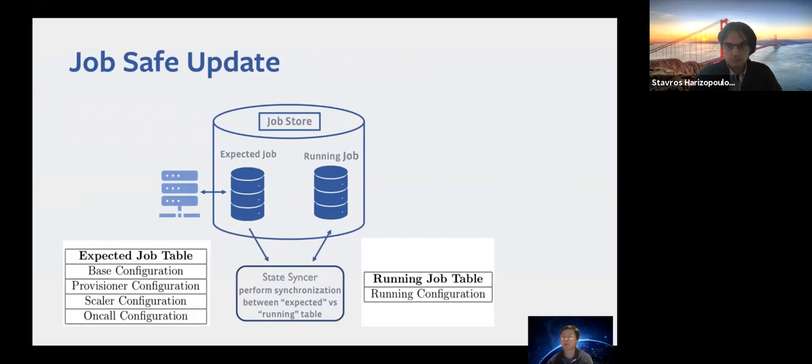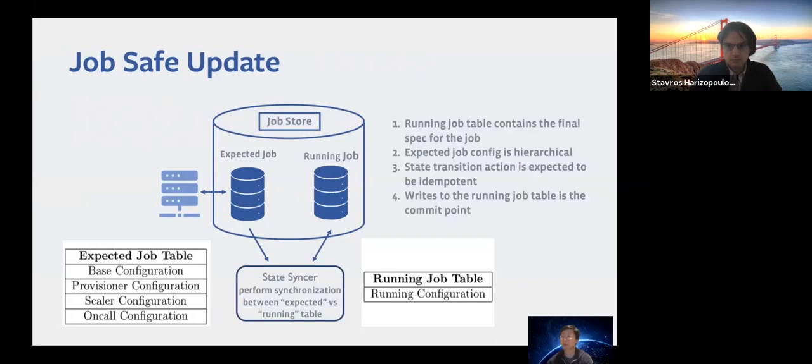Then we introduce a state syncer to reconcile the difference between the expected jobs and the running jobs. If the task count in the expected table doesn't really match the running task count, the state syncer will perform the lengthy transition steps we mentioned earlier. When those transition steps are done, the state syncer will commit the new job config into the running job table. And we also make sure the transition steps are idempotent and the final write to the job table is the commit point.